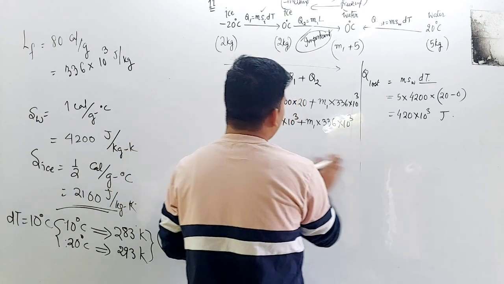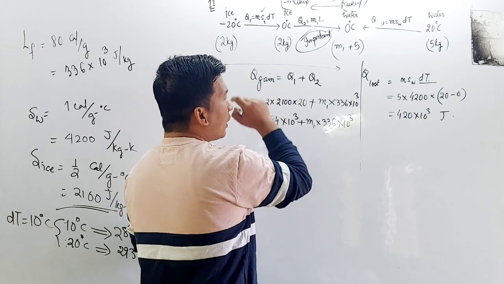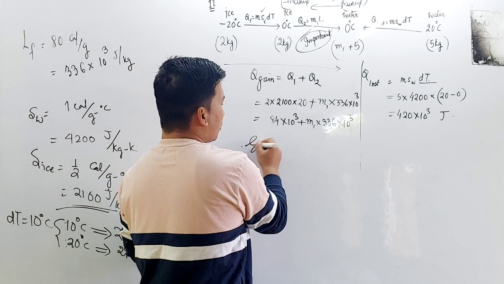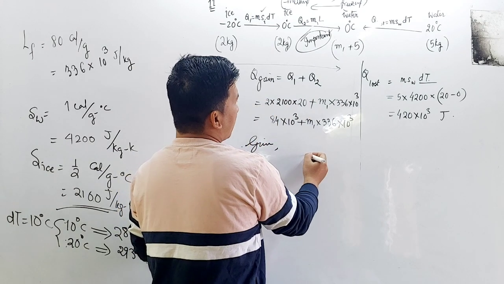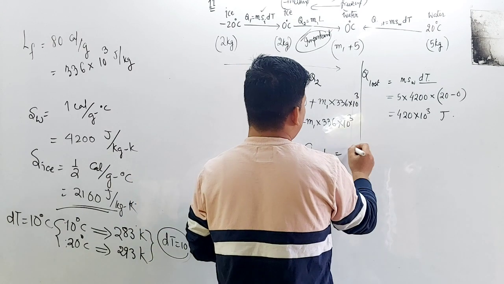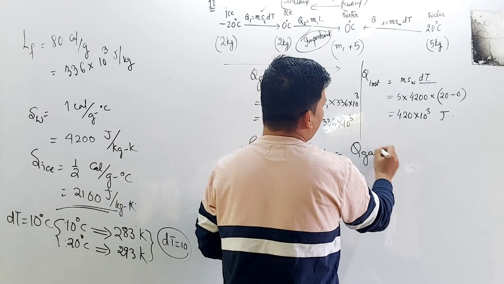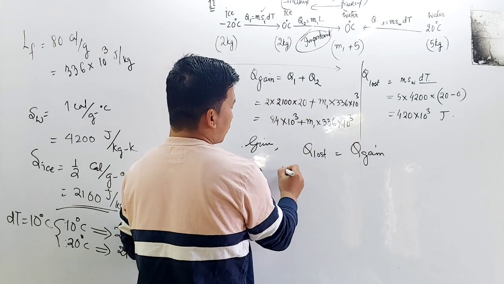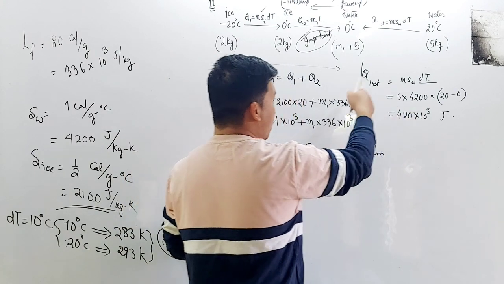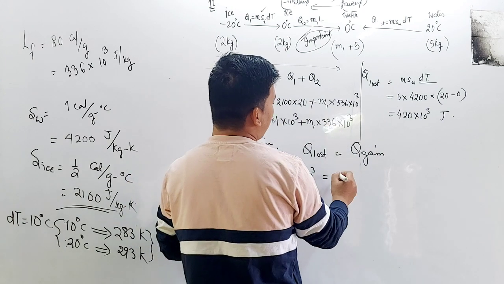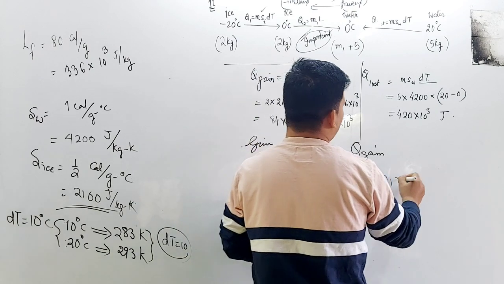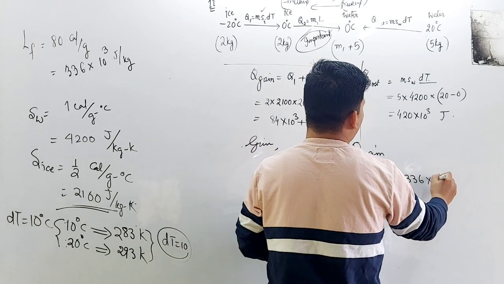According to our principle of calorimetry, the heat loss will be exactly equal to the heat gain. Your heat loss by the hot body must be exactly equal to heat gain by the cold body. What is the heat loss? 420 into 10 to power 3, in terms of joule. And heat gain will be 84 into 10 to power 3 plus M1 into 336 into 10 to power 3.